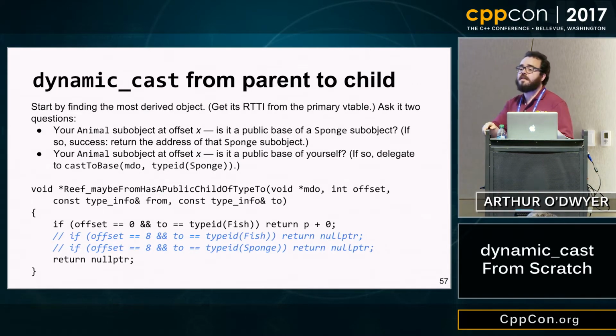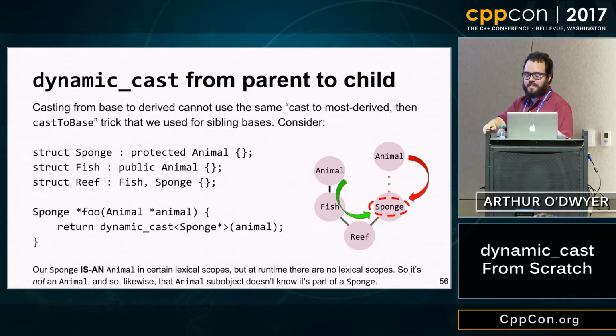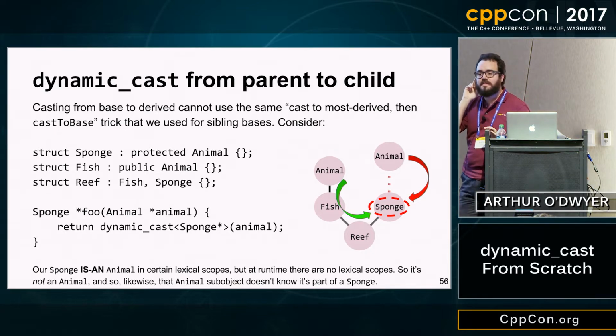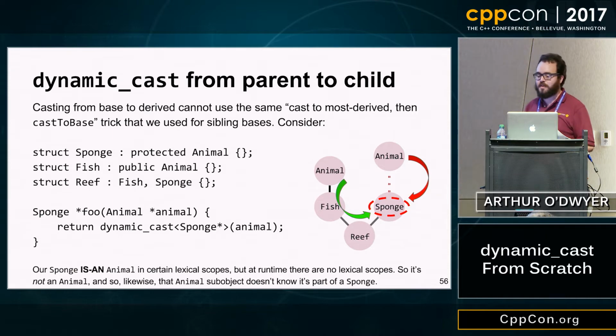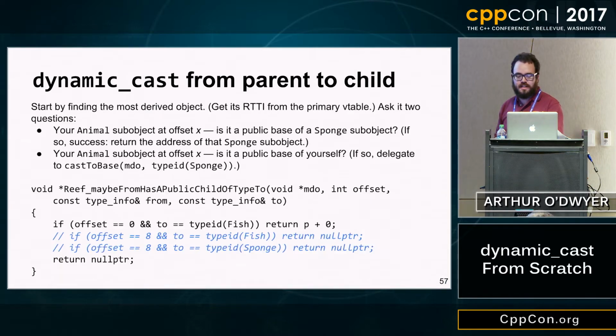Yeah. I have a question about the Siamese cat again. It has two animal bases, and you want to go from animal to the derived cat. How do you know to get to the right cat? How do you know when I'm going from an animal to a cat and a Siamese cat? How do I know which cat to go to?